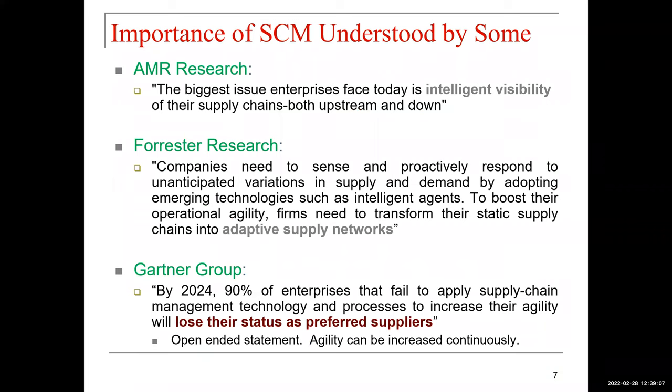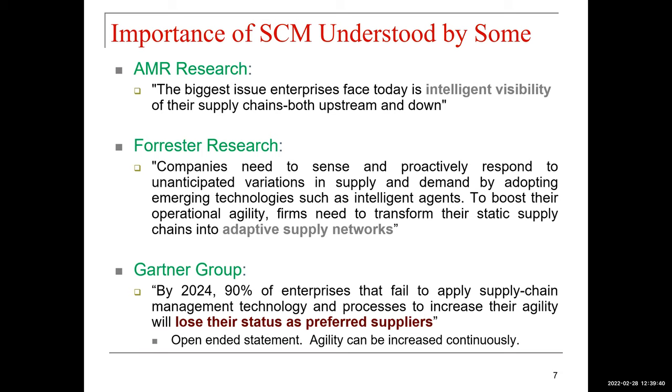So the importance of supply chain management understood by some, we have AMR research. The biggest issue enterprises face today is intelligent visibility of their supply chain, both upstream and down. So if you understand what you have in the pipeline in terms of your products, and also you understand the demand and the supply aspects of your supply chain, if you don't have a good visibility of what's going on, then you'll face a lot of challenges.